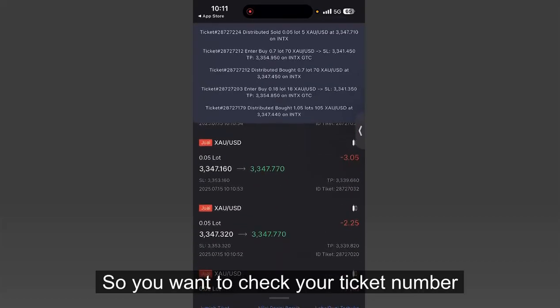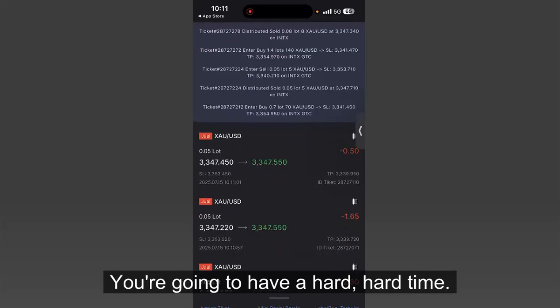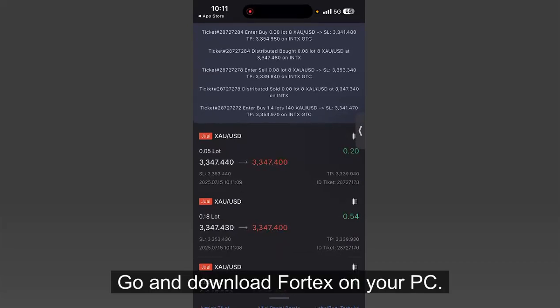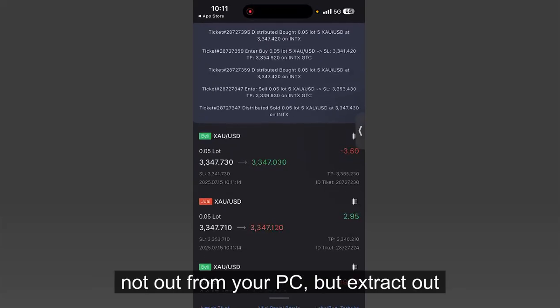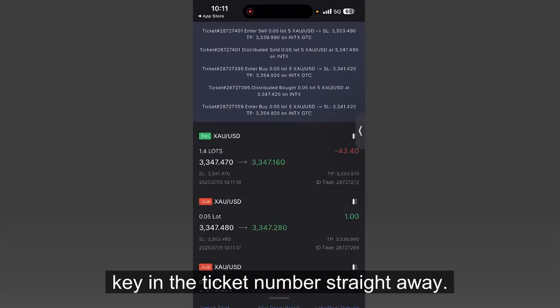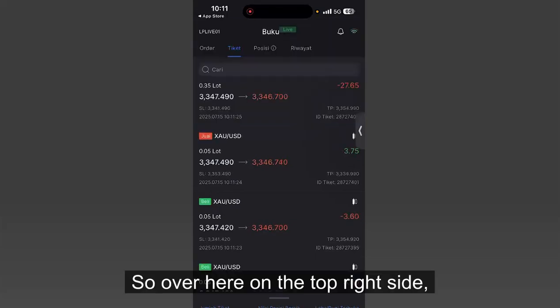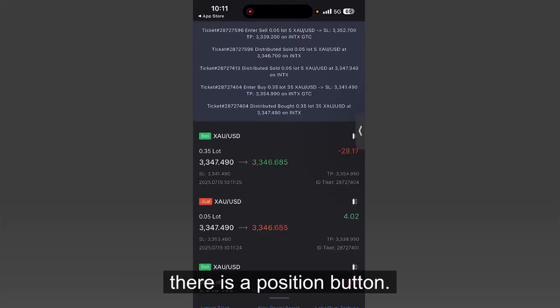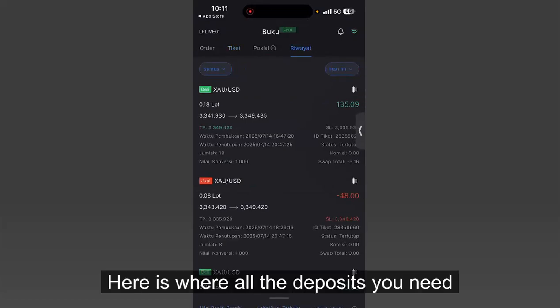So you want to check your ticket number from here? I can tell you, you're gonna have a hard time. So don't do that. Go and download Fortex on your PC. Use the PC version. You can extract Excel out from Fortex, and then after that, you can go and key in the ticket number. Straight away, you can see your ticket number. It's easier that way. So over here, on the top right side, there is a position button. Here is where all the deposits are.